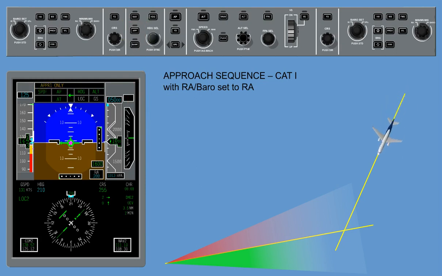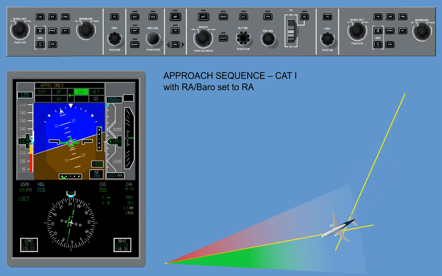As the approach continues, first the localizer will be captured, and then the glide slope will be captured.